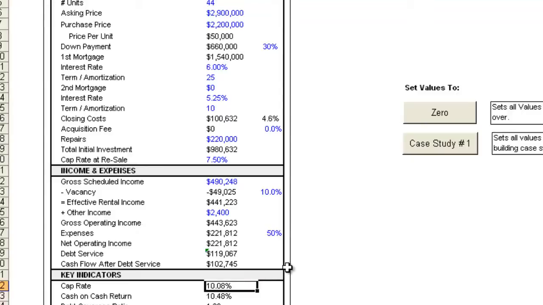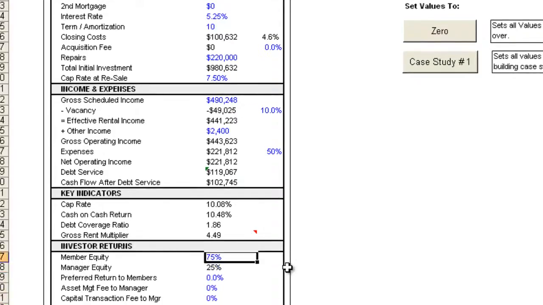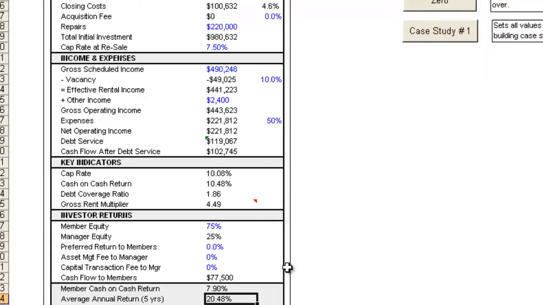For me, the overarching investment criteria is always the returns for my investors, and I want to know what the returns are for me as a syndicator also. Let's take a look at that real quick. So what I've done here is I've given my investors 75% of the building with me retaining 25%. And I want to know what are the returns for those investors.